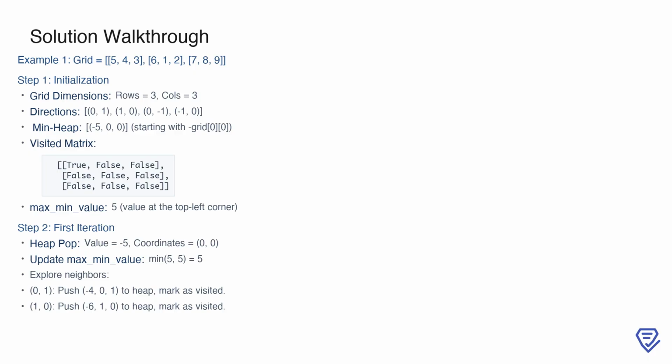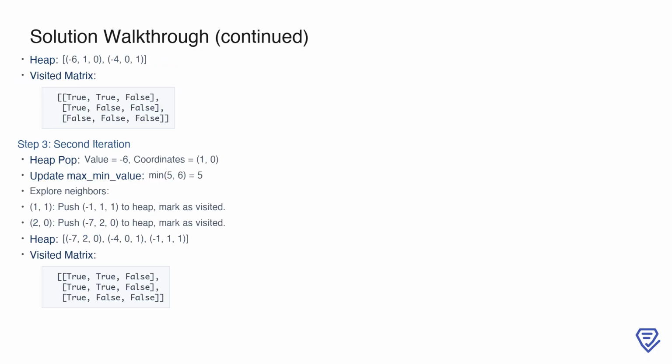During the first iteration, we pop the top element from the heap, which is -5 at coordinates 0, 0. We update the max_min_value to the minimum of its current value and the absolute value of the popped element, which remains 5. Then, we explore the neighboring cells. Moving to the right, we push -4 from 0, 1 to the heap and mark it as visited. Moving downward, we push -6 from 1, 0 to the heap and mark it as visited. Now, the heap contains -6 and -4, corresponding to the cells 1, 0, and 0, 1, respectively. The updated visited matrix reflects these newly visited cells.